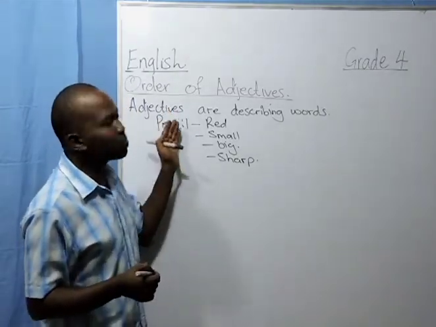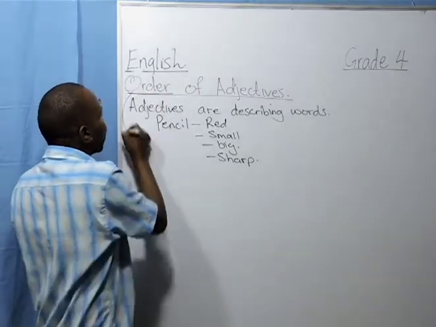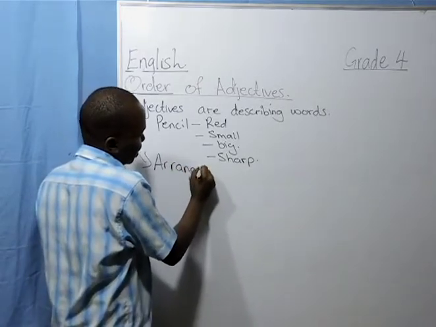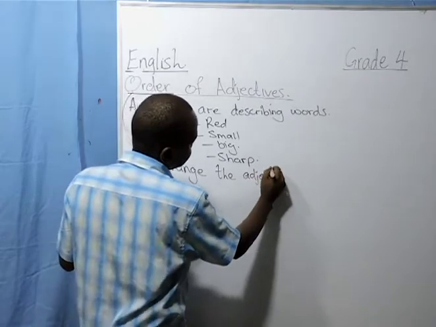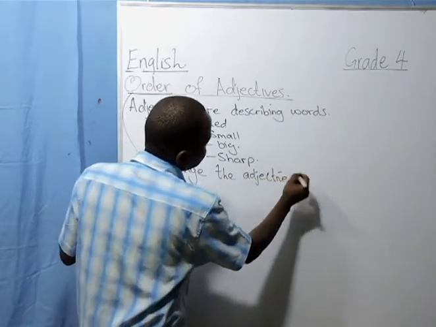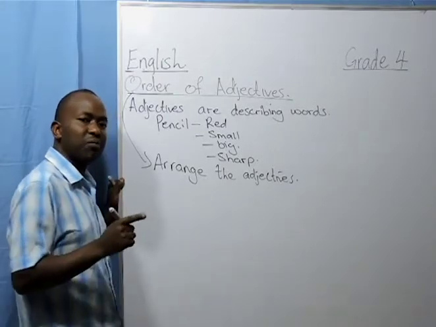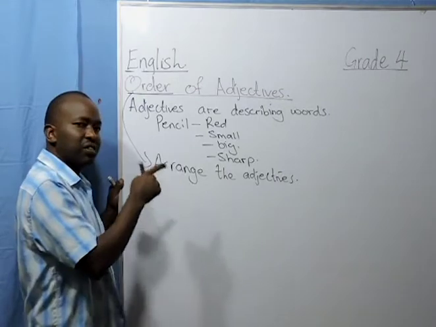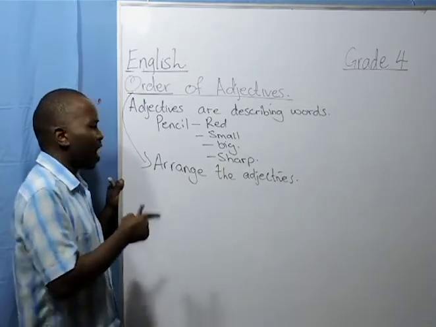Now, when it comes to that, it is important to arrange. To order means to arrange. Arrange the adjectives in a particular way that is allowed or established in English. So therefore, how do you do it?